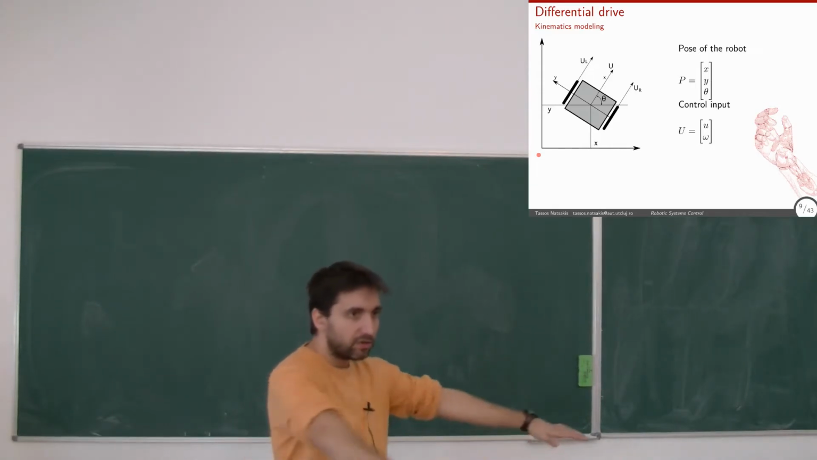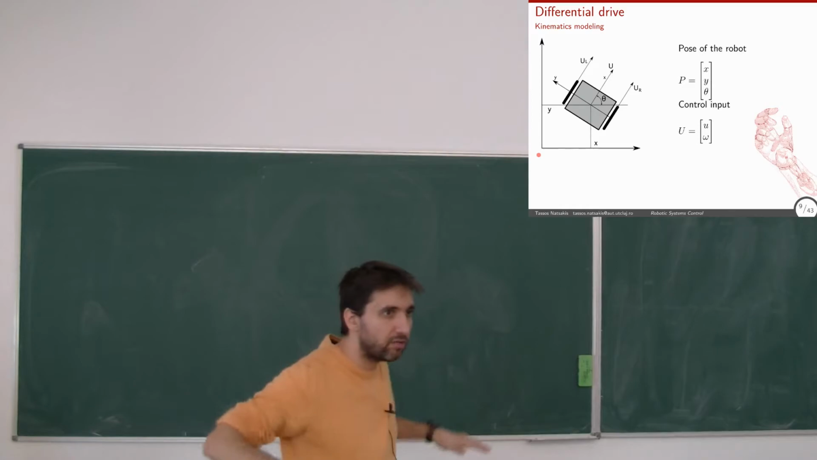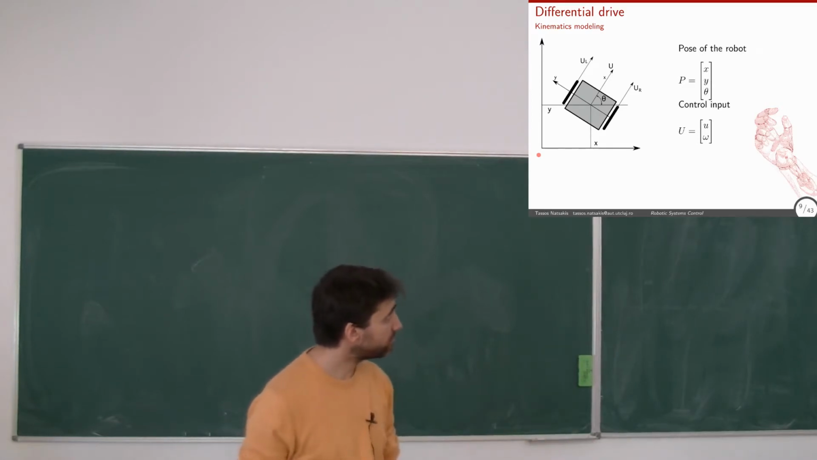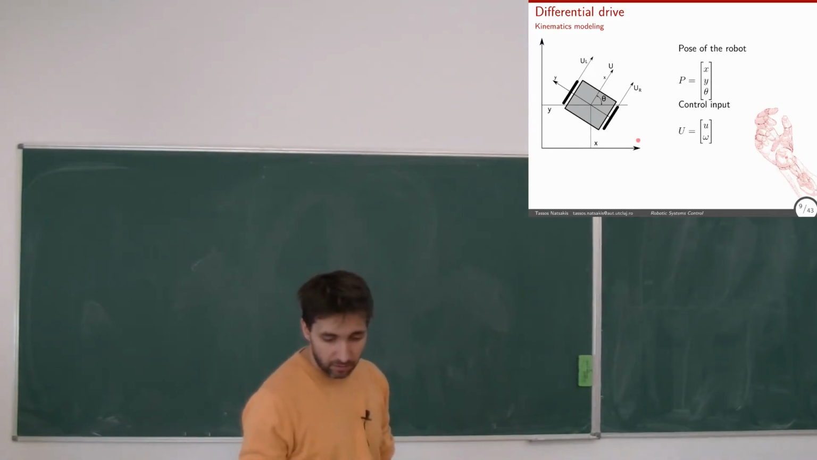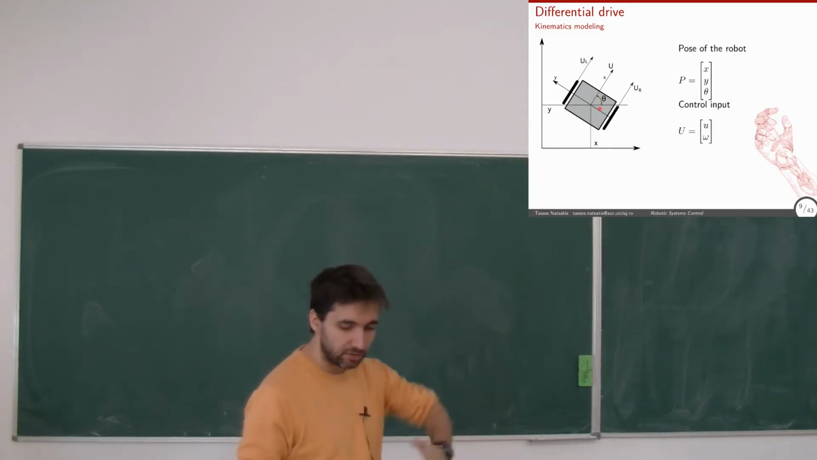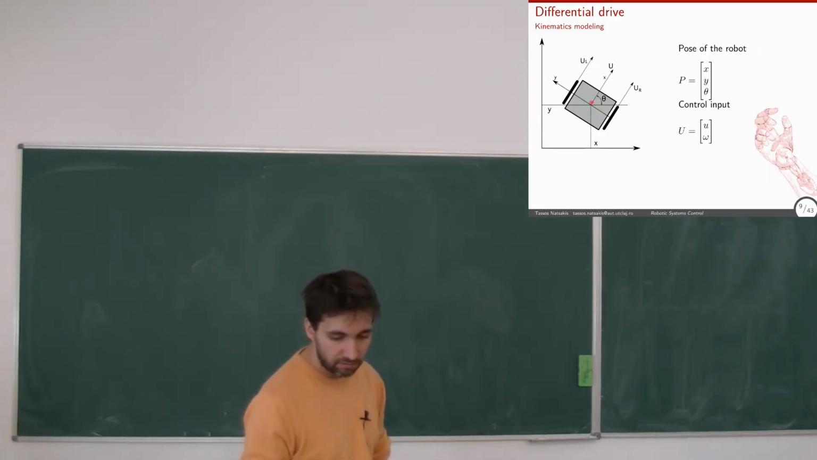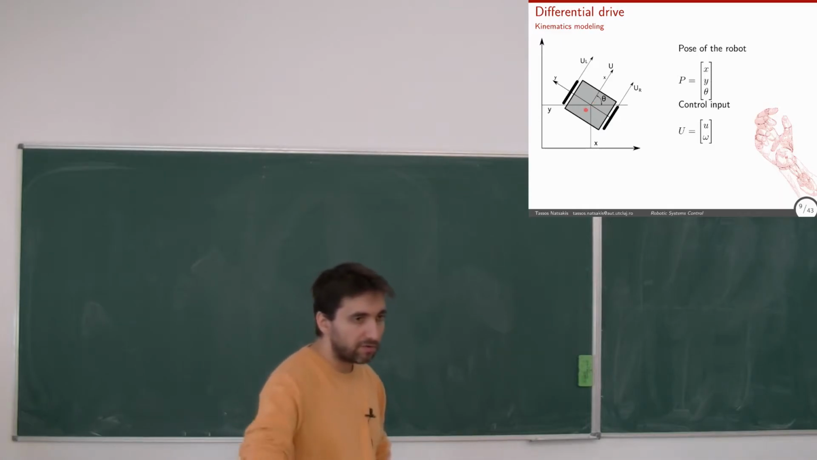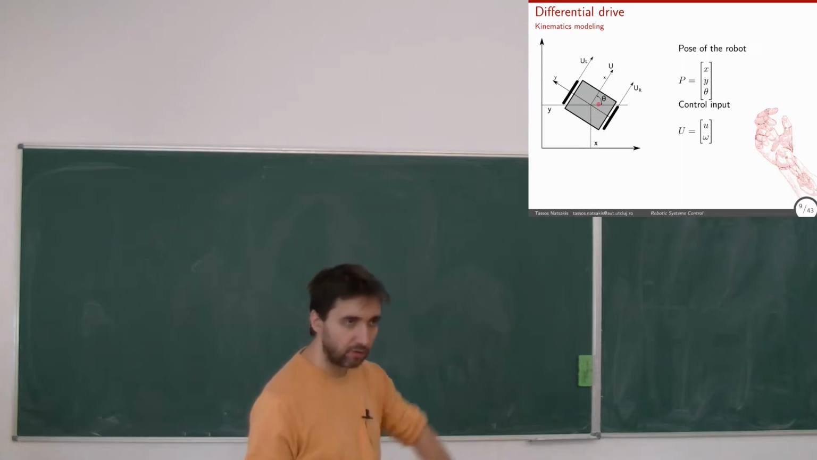In general, we talk about a surface. So the robot moves along a surface, and we care about what happens on the surface. We have 3 things, 3 coordinates, of the pose: the x-y position of the center of the robot, and theta, which is the rotation on top of that plane. So this is the rotation of the robot.